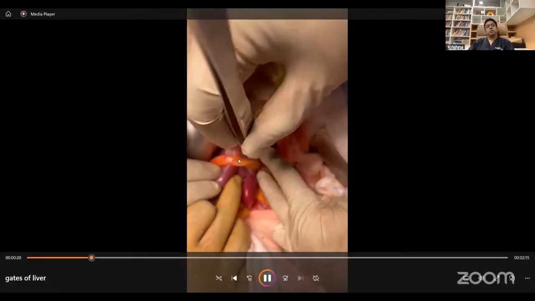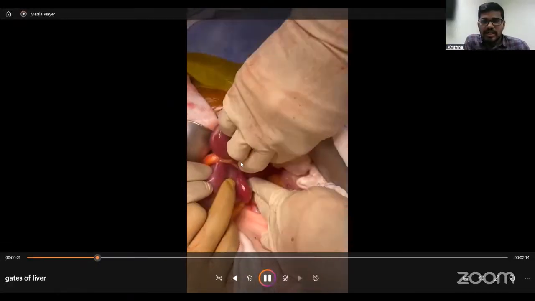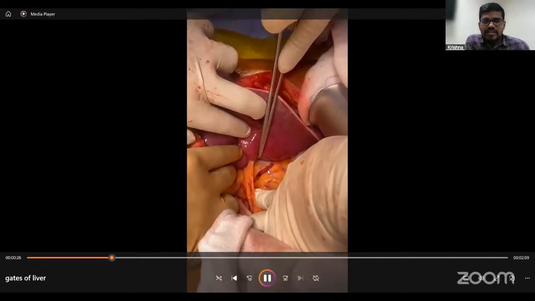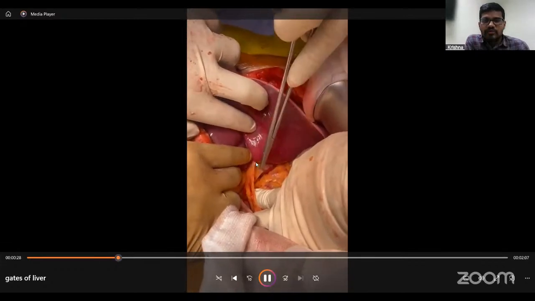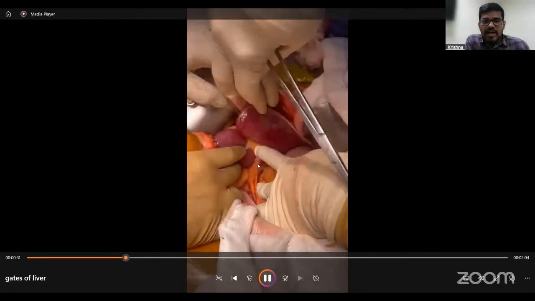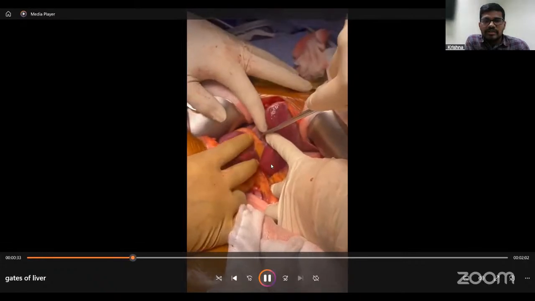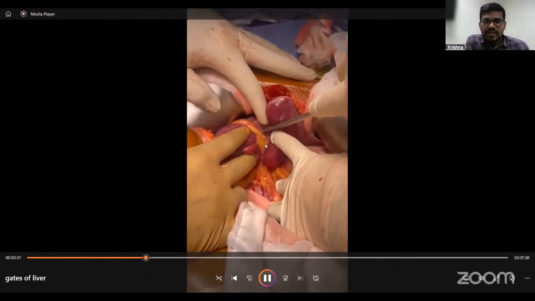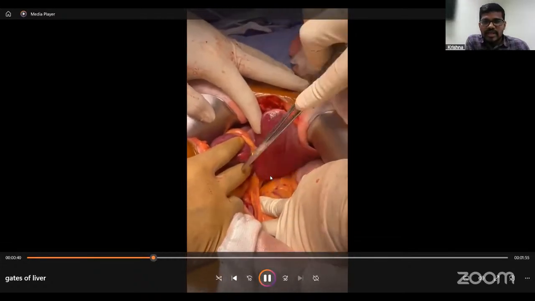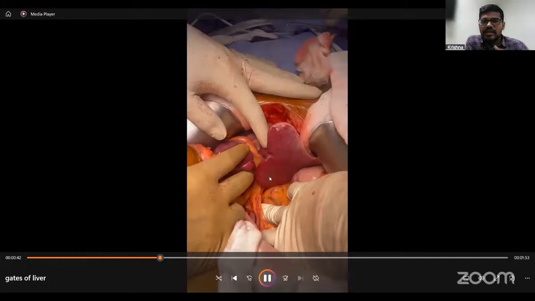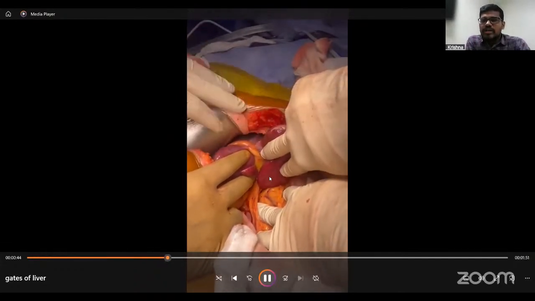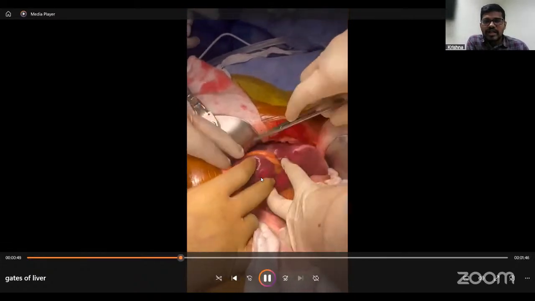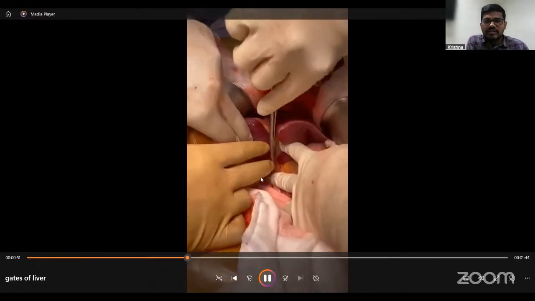So this is the round ligament, and this is the umbilical fissure. What we are trying to see is the Arantius plate, and gate 1 will be somewhere here. The second gate will be the attachment of the umbilical fissure and the round ligament. If we connect gate 2 with gate 1, we will be controlling segments 2-3.